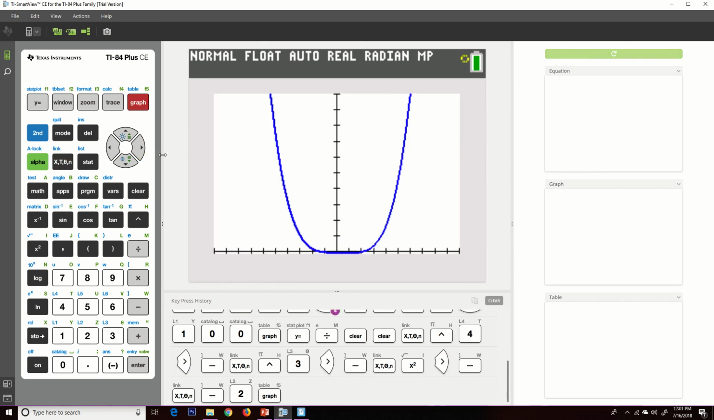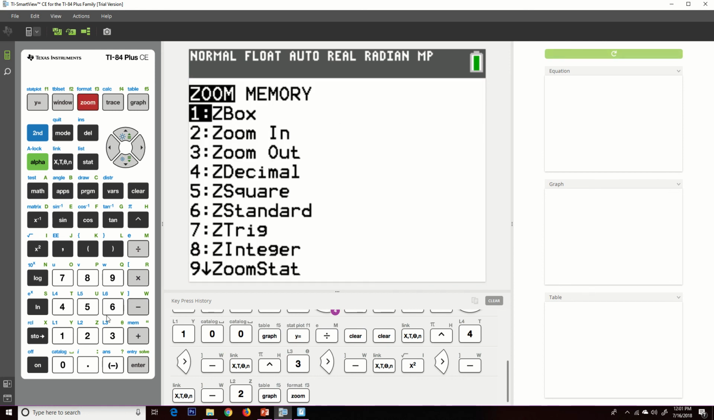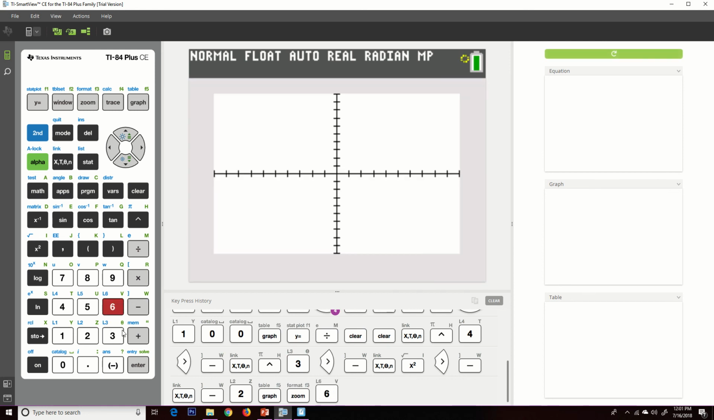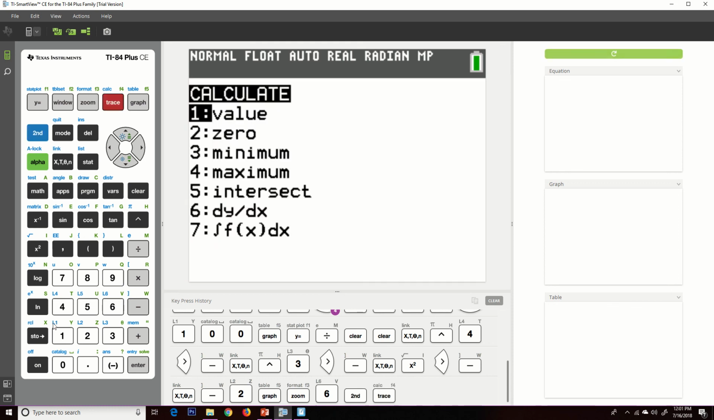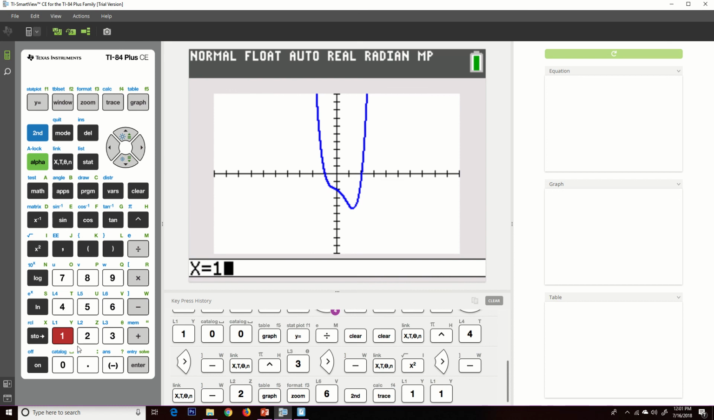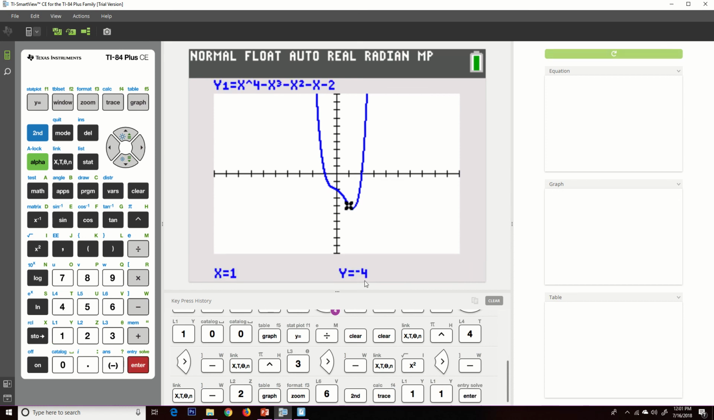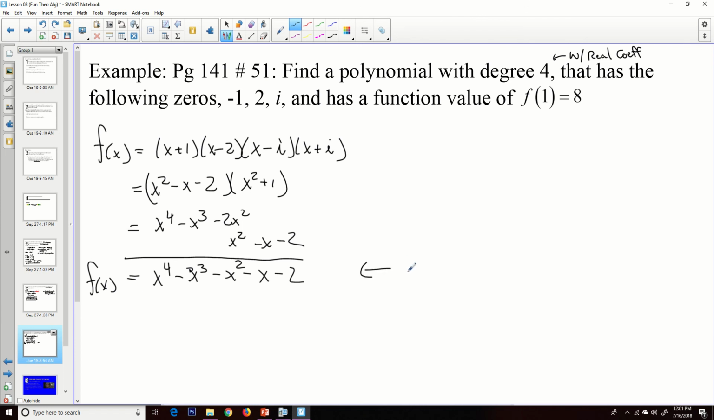If I hit graph, let's go back to a standard window real quick. So zoom 6. And we see right here, I have my negative 1 and my positive 2 as zeros. It looks like I've got a couple of imaginary zeros that I can't see, because they don't cross the x-axis. But when I go zoom, trace, and hit value, and I plug in 1, clearly I get negative 4. So I've got a problem here. Right now, this says f of 1 is equal to negative 4.